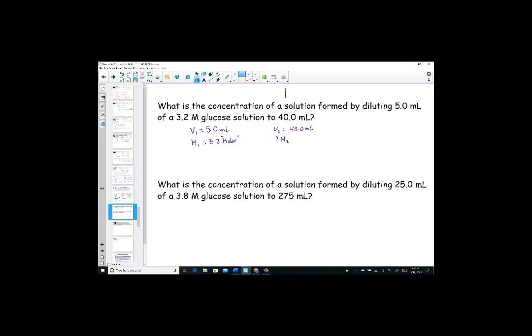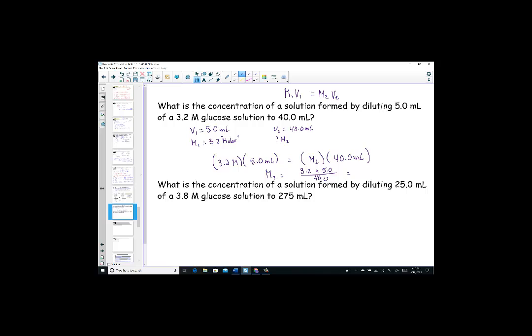So we know our formula, M1V1 will be equal to M2V2. 3.2 molar times 5.0 mL, that's M1V1, set equal to our target variable, M2, times 40 mL. Now to pull out M2, we're going to multiply 3.2 and 5 and set that over 40. And then we solve for that, we'll get our new molarity. You know it's going to be a number smaller than 3.2 because we diluted it. We made it less concentrated.